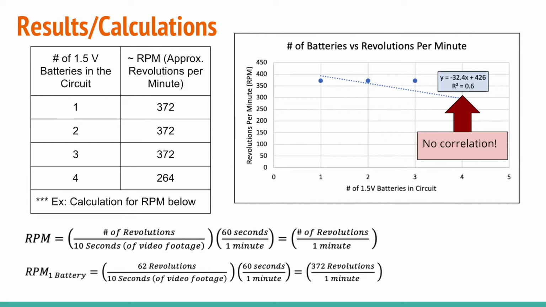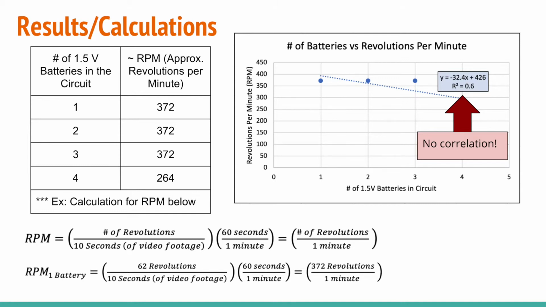In terms of results and calculations, the only data available was really the number of 1.5 volt batteries included in the circuit versus the revolutions per minute of the copper wire loop. The way that revolutions per minute was counted was by counting the number of revolutions that we observed in 10 seconds of video footage, and then we multiplied that number by the number of seconds per minute to get revolutions per minute. These data points were then plotted, and a line of best fit as well as an R-squared value were found for the points in total.